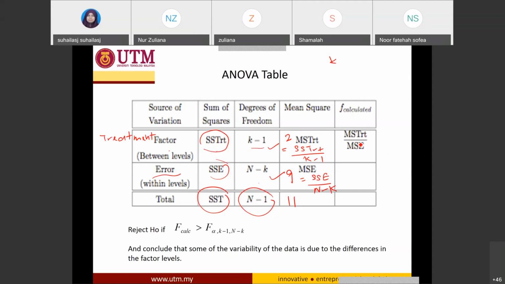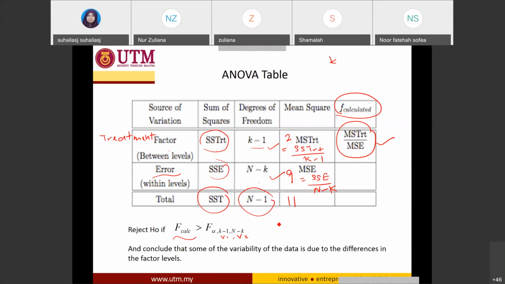So two value ratio dia akan membentuk F calculated lah ataupun F test lah, lebih kurang F yang kita compute. Okay, F calculated which is mean square treatment divide by mean square error. So this is your F calculated. Okay, procedure for testing hypothesis. We only reject H0 if your F calculated here, ini yang ni, greater than F alpha. Okay, degree of freedom, V1, V2. So V1 is K minus 1, V2 is N minus K.